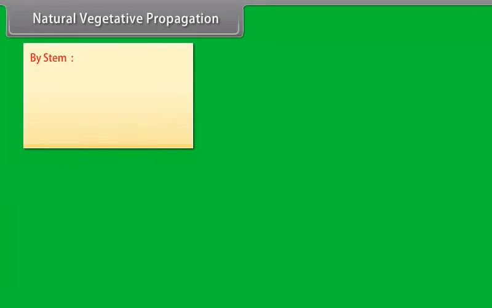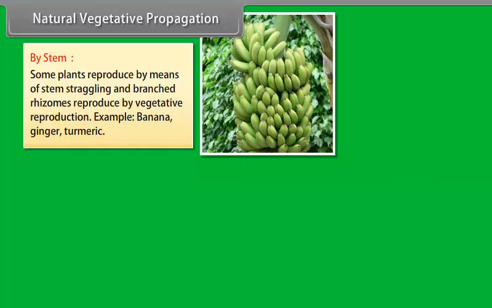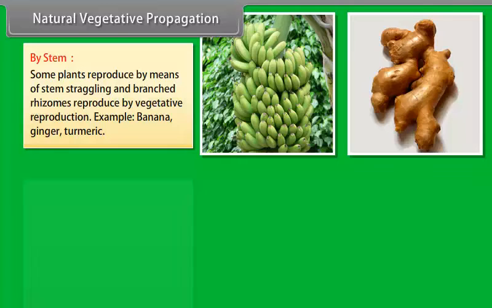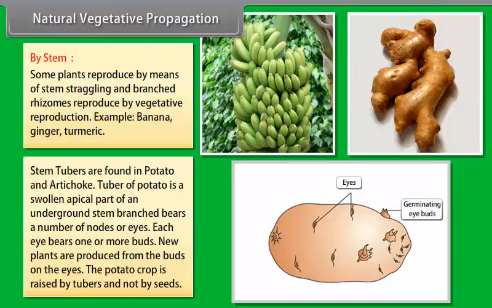By stem. Some plants reproduce by means of stem straggling, and branched rhizomes reproduce by vegetative reproduction. Example, banana, ginger, turmeric. Stem tubers are found in potato and artichoke. Tuber of potato is a swollen apical part of an underground stem branch, bears a number of nodes or eyes. Each eye bears one or more buds. New plants are produced from the buds on the eyes. The potato crop is raised by tubers and not by seeds.